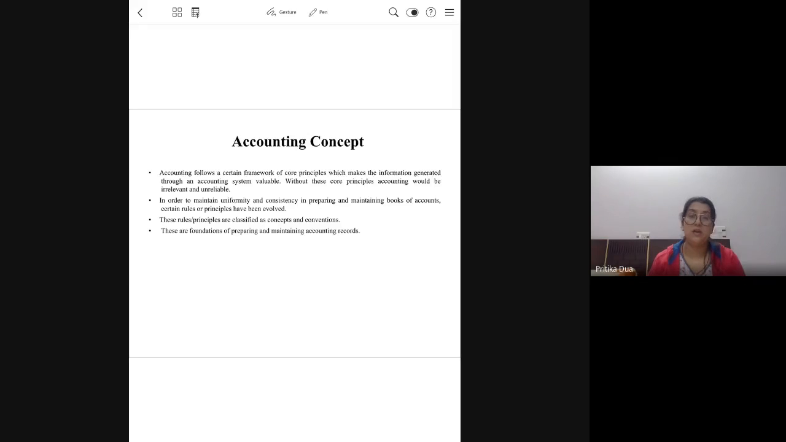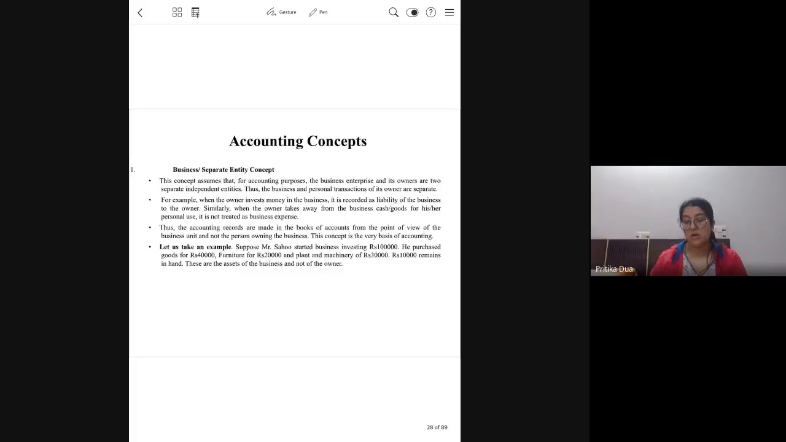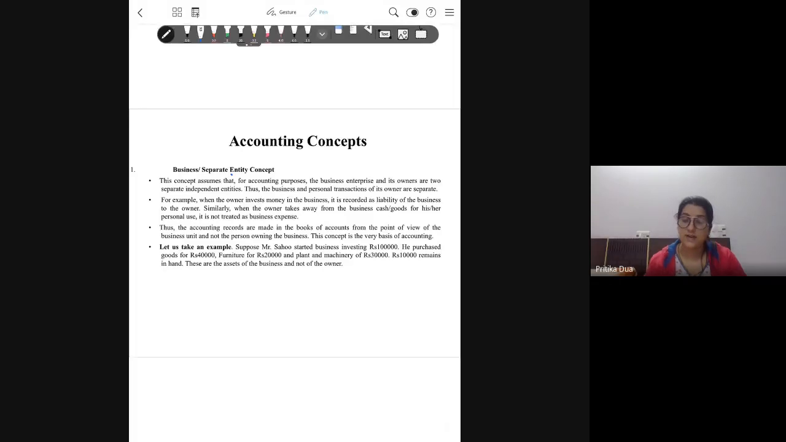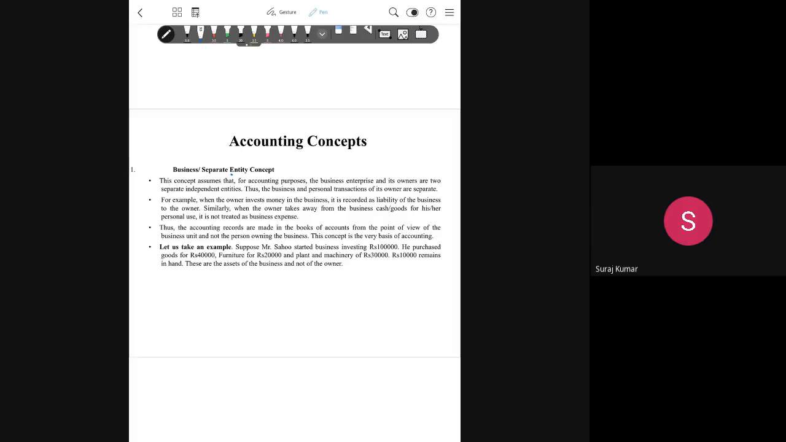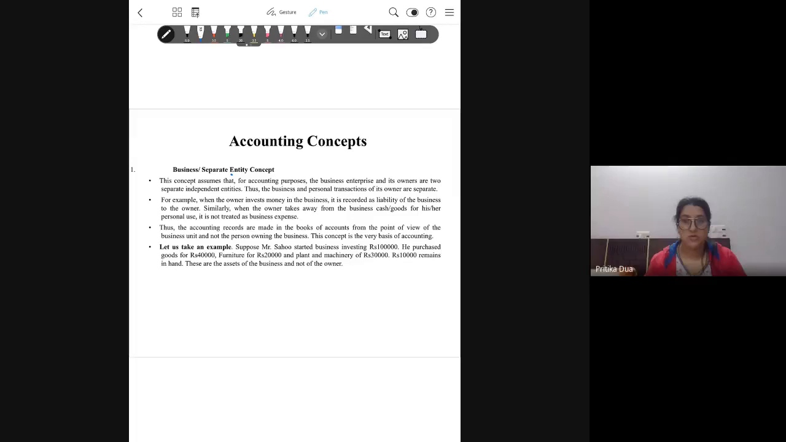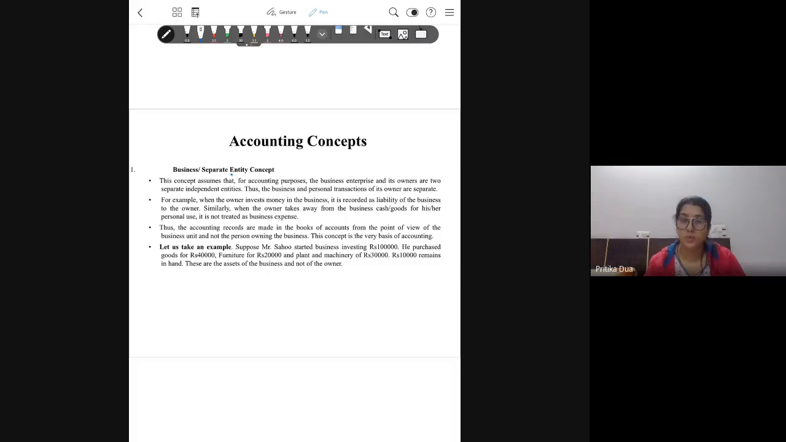Under this, the first and foremost principle is the business or separate entity concept. When we were doing the basic terms in accounting, I used the term entity there. Can anyone recall what we mean by entity? Yeah, ma'am. Entity is an organization that allows other businesses to do. Okay, yes, Suraj, you're absolutely correct. By entity, we mean an organization, an economic unit.